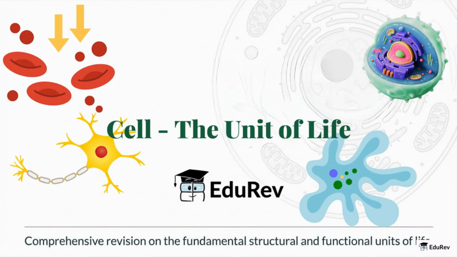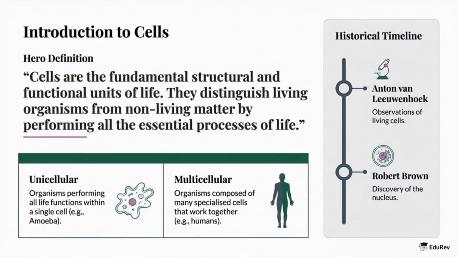In this session, we'll revise how living systems are built from cells, why cells are considered the basic units of life, and how those units are organized into the tissues and organs that make up plants, animals, fungi, and other organisms. At its simplest, a cell is the smallest structure that can carry out all the essential processes of life: metabolism, growth, response, and reproduction.